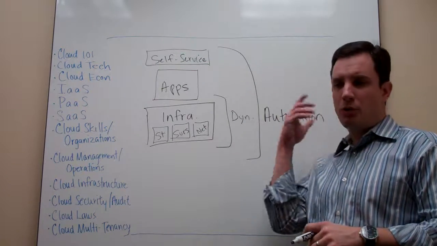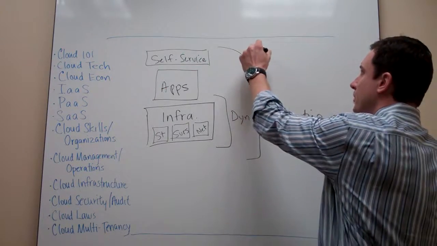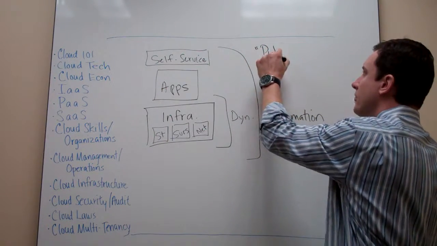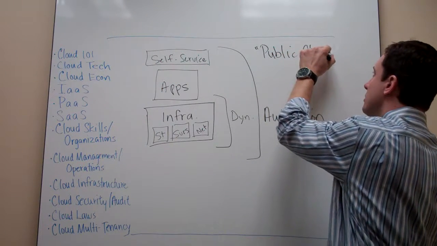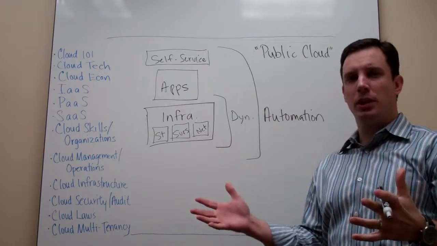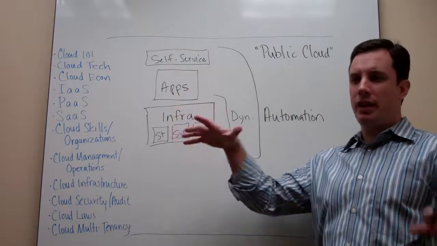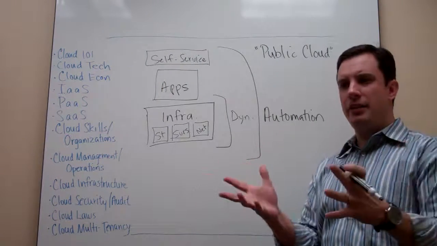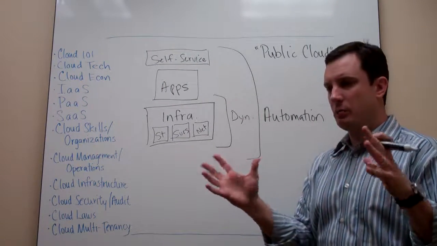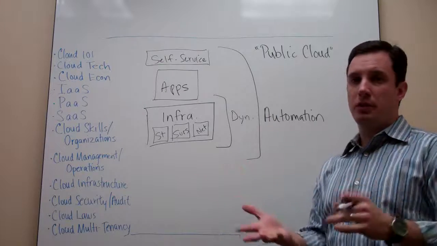Now, in most cases, these were thought to be public cloud. And by public cloud, that means that the resources were available to the public. They resided out on the internet in a public domain. They weren't behind corporate firewalls. They weren't hidden from competitive companies. They were available to the public.